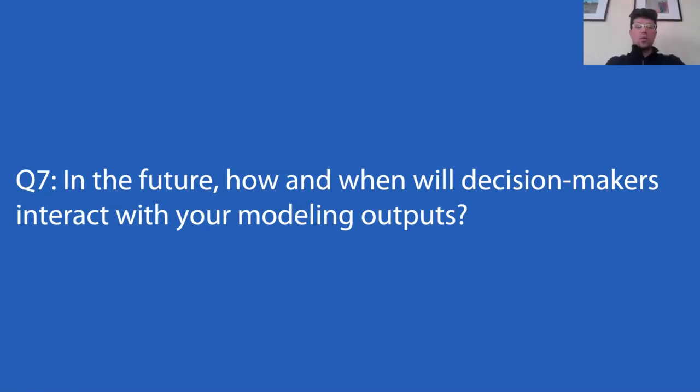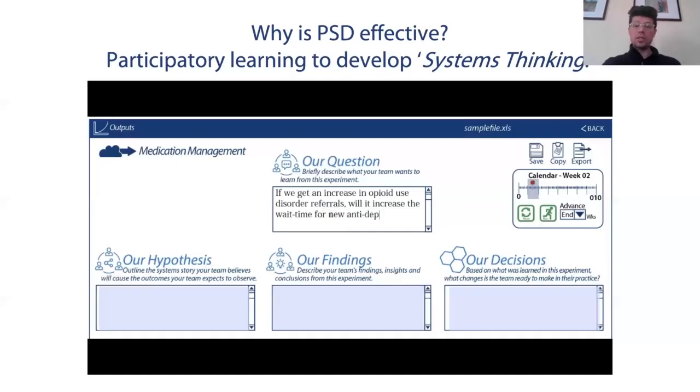So how and when will decision makers interact with your modeling outputs? Let's say you've gone through the project so far, that you have a model, you have simulation, you have data, but what do you want them to get out of it? How are they going to interact with it?